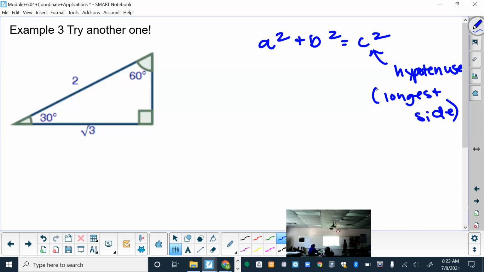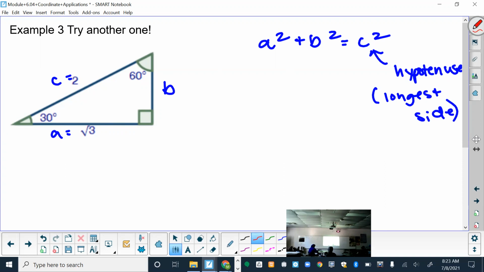So what's the value of the longest side here? 2. So C has to equal 2. A and B can be interchanged, so we can call this side A and this side B. Notice we don't have a length for B, that's what we're solving for with the Pythagorean theorem.